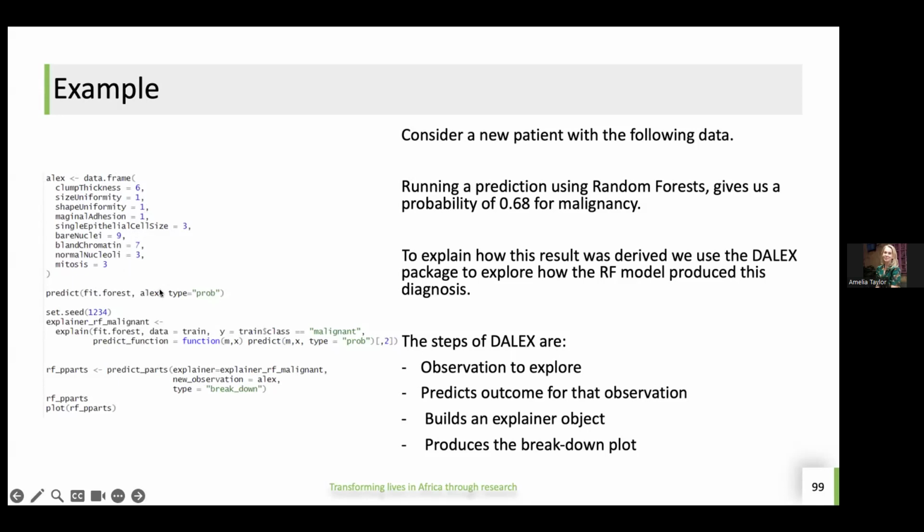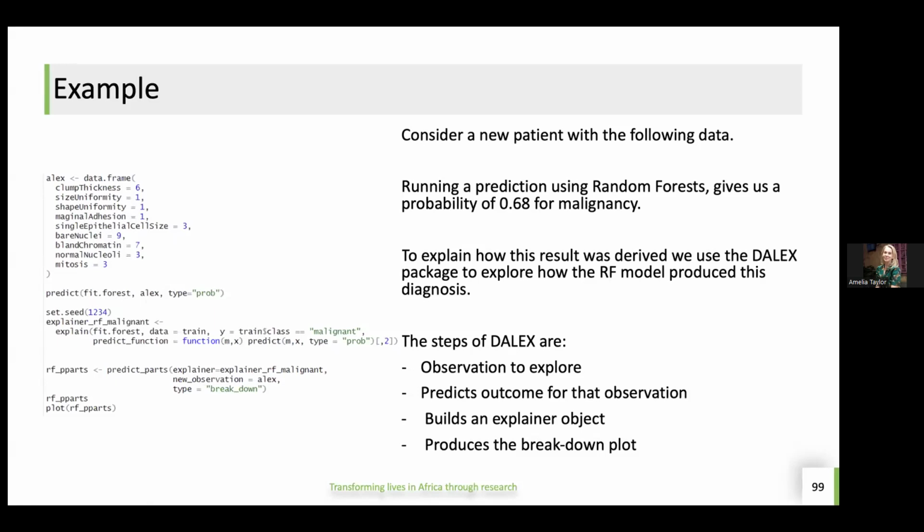And we have our model already trained. So here we can use the random forest model. We take our random forest model and we predict what's the outcome for Alex. And let's see what the model tells us.